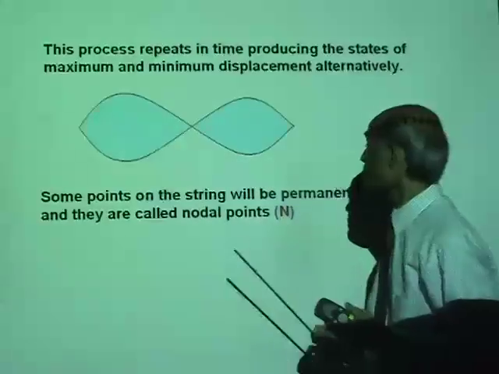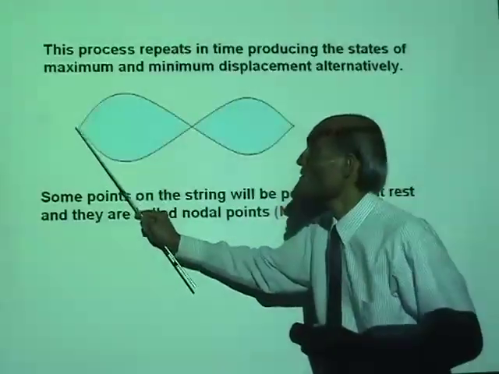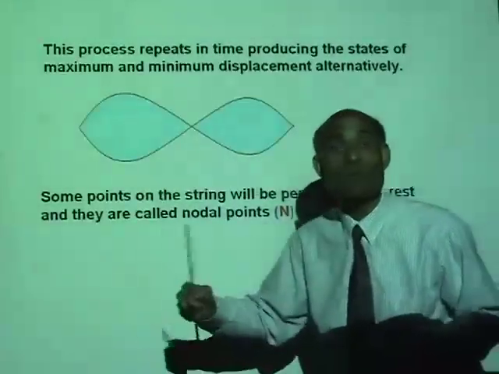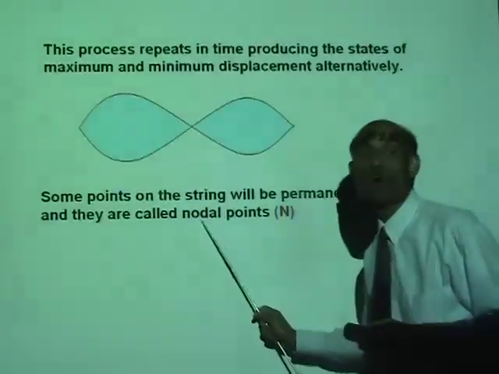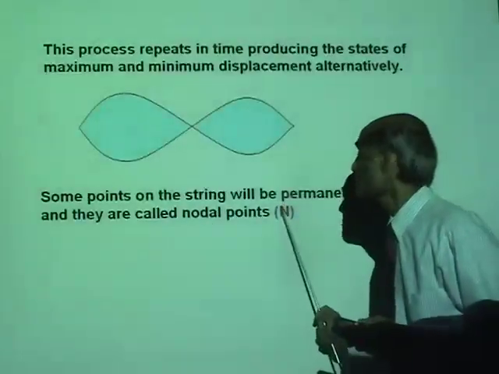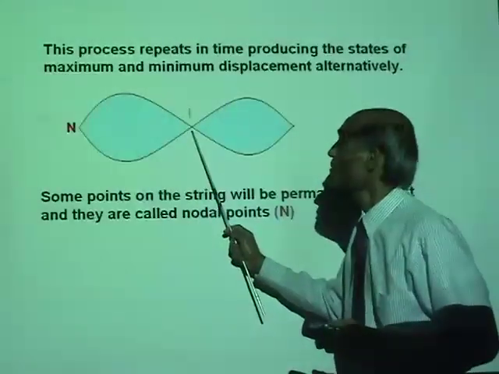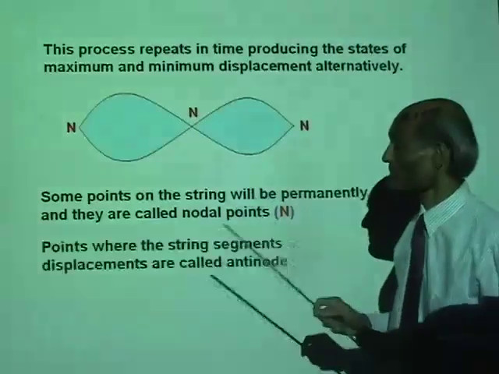Some points on the string will be permanently at rest. For example, this string has 1, 2, 3 points which are permanently at rest. Such points are called nodal points, and we will represent them by N. This is a nodal point, this is a nodal point, and this is a nodal point.